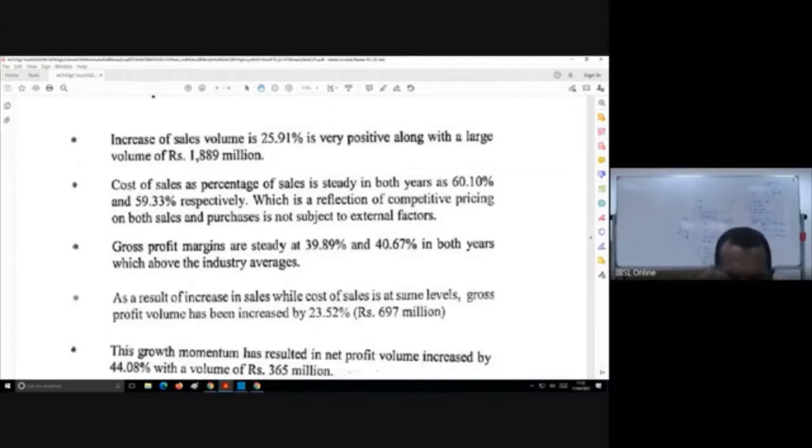If there is an increase, it has been passed to the customer through pricing, which is a reflection of competitive pricing on both sales and purchase, and is not subject to external factors, right? So if there is a change, you have an increase. Cost and sales have both gone the same way. Gross profit margins are steady in both years.